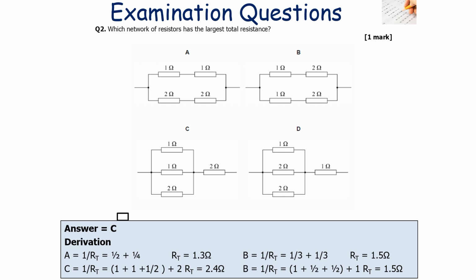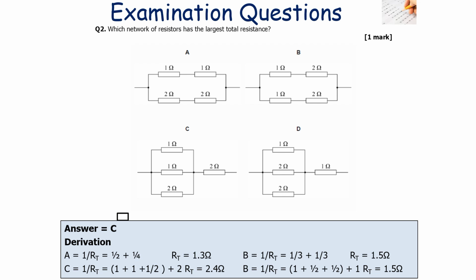For B, we know it's going to be 1 over 3 plus 1 over 3, because the 1 plus 2 adds because they're in series. You can then flip it over, get 1.5 ohms. Now for C, you're going to do 1 over 1 plus 1 over 1 plus 1 over 2 there, and then flip that over to get you that total resistance in parallel. Then add 2 ohms because it's in series, so it's 2.4 ohms.